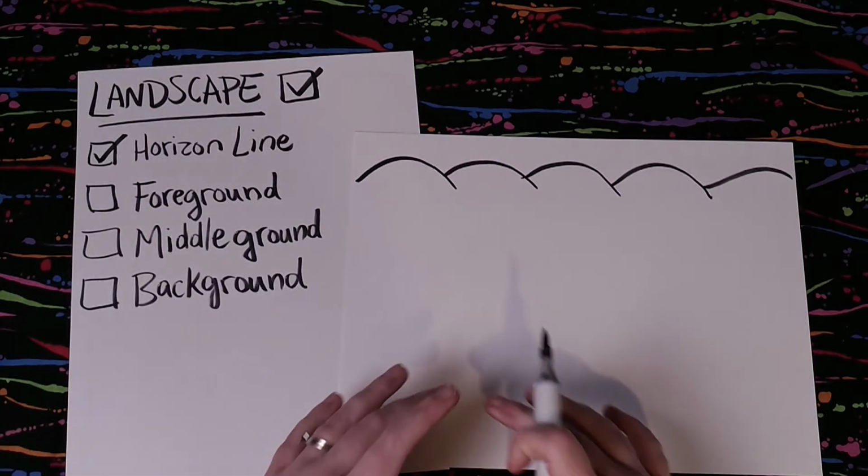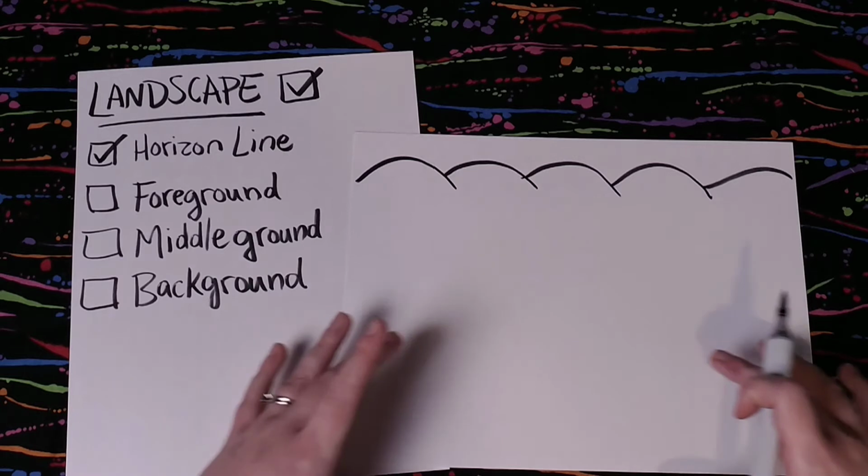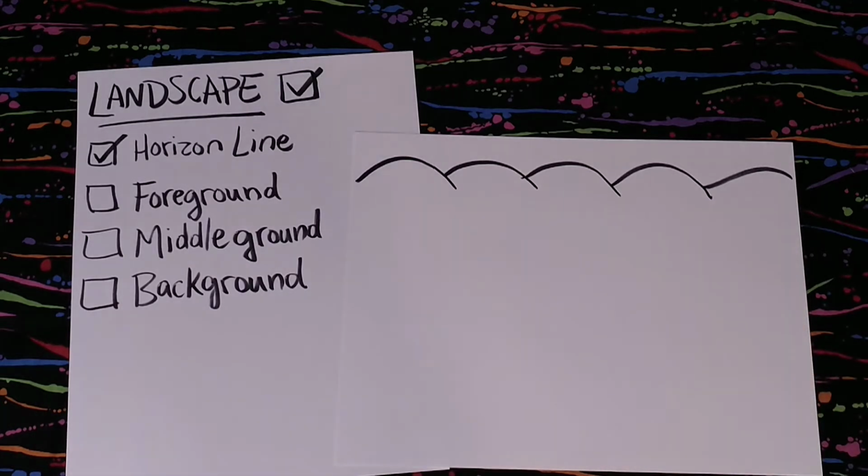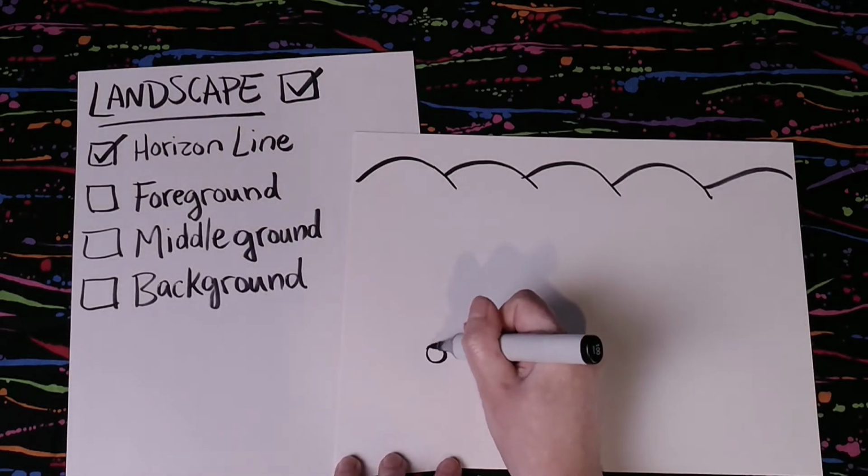Now the foreground is the stuff at the front of the paper. So that's going to be the things that are closest to you. Because they are close to you, they are going to have really big sizes for the objects that are in the foreground. So for example, let's say I wanted to draw a flower in my foreground. I'm going to draw that flower nice and big.